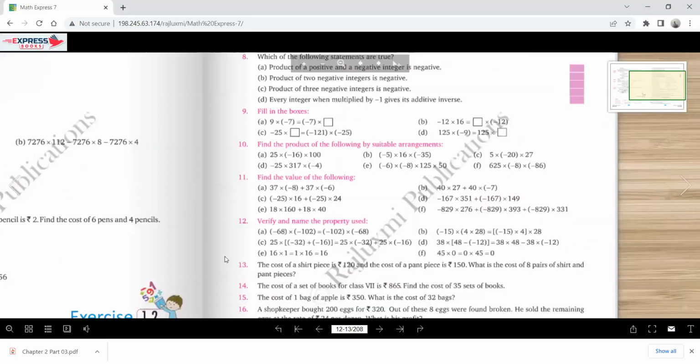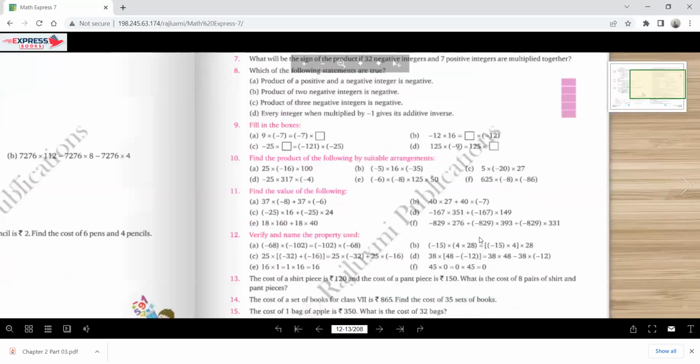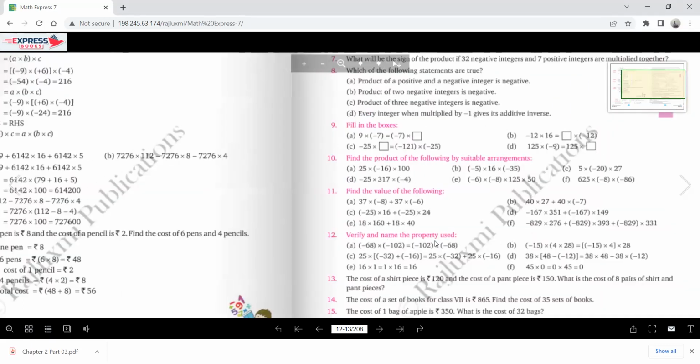Question number 12 in the book says, just wait for a second, I'm just going to share the book with you. It says: verify and name the property used. Okay, so we have to identify which property is being used.